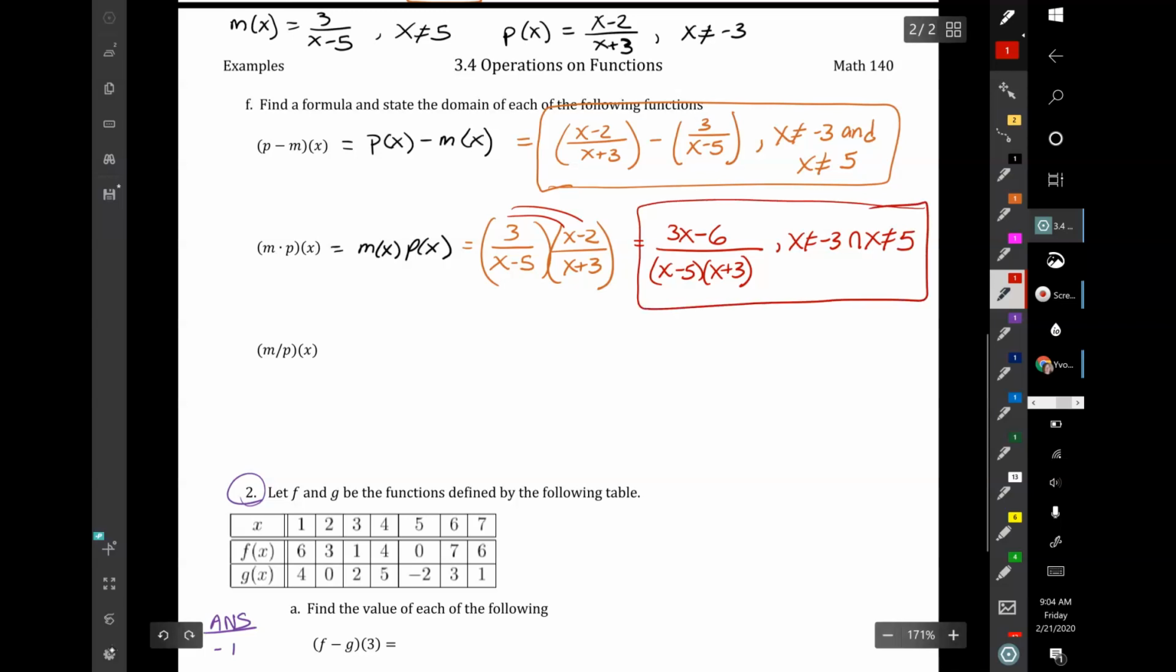So it has to fit the M domain, the P domain, and the new function domain on these ones. When you do composition, it's a little different. You have to fit the inner function and the new function, not both of the functions, but you'll learn that in pre-calc. So M divided by P of X, that one will look like this: M of X over P of X.